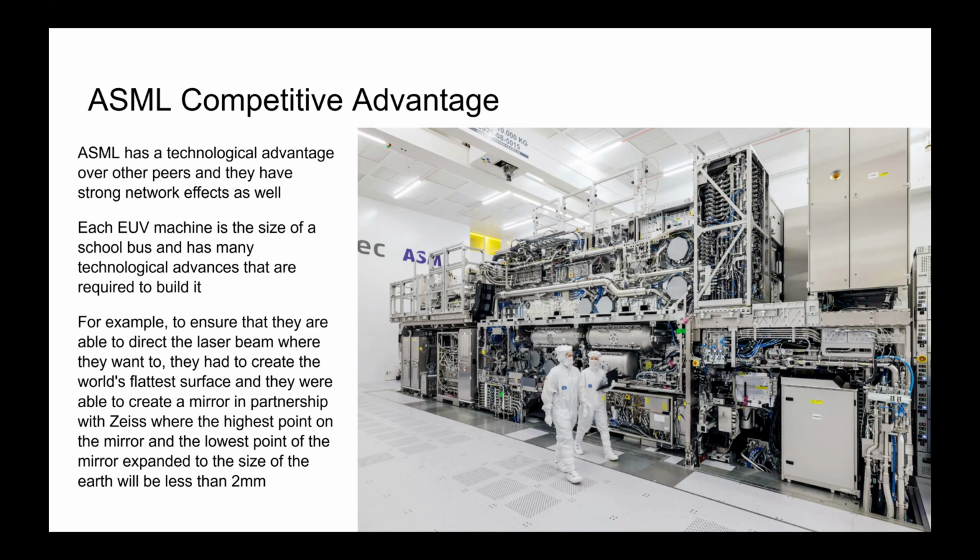And if you expanded the glass that they produce to the size of Earth, the lowest and highest point on the glass would be less than 2 millimeters. So this is how flat the surface of the glass is. And you need this glass to be extremely flat so that you can actually pinpoint and shoot the laser at a precise and exact point. So this technological advantage is only present in ASML, and there are many other proprietary information and technology that is present specifically for this machine over here.